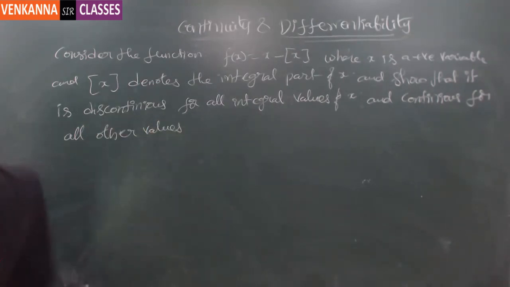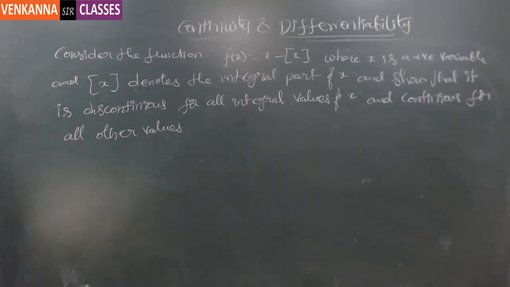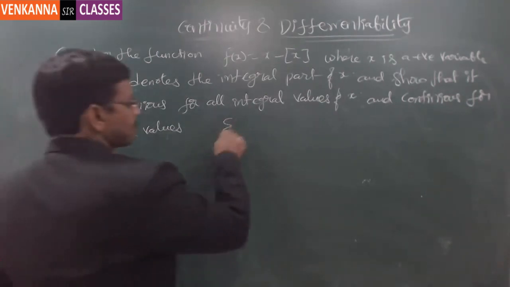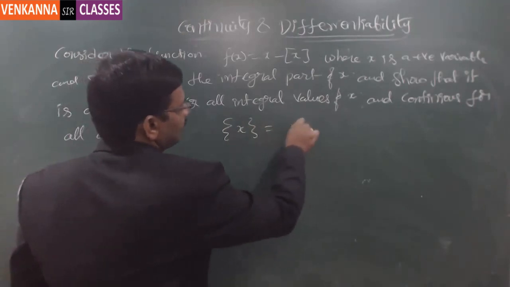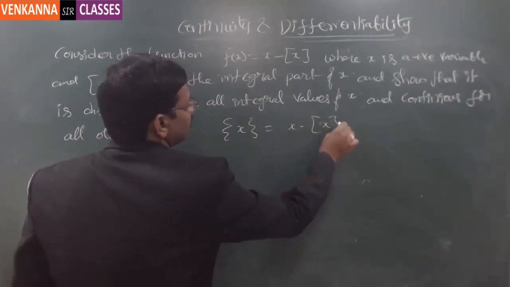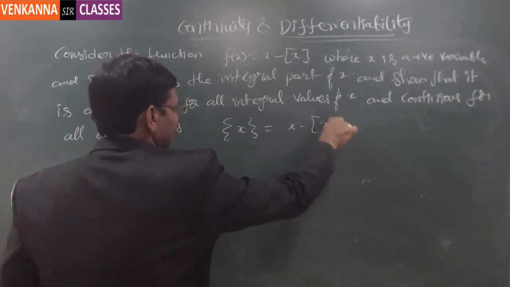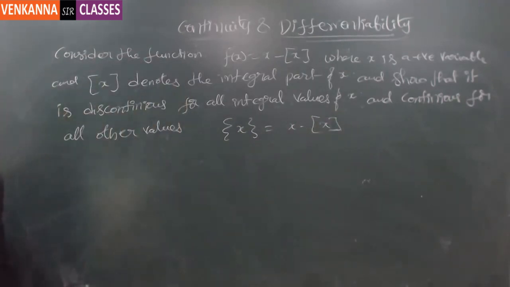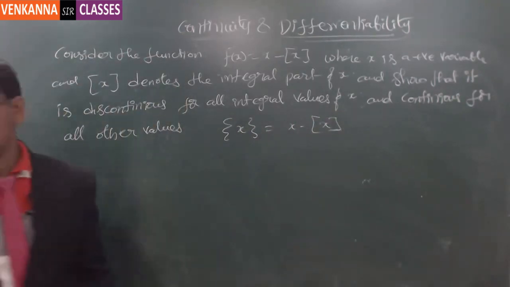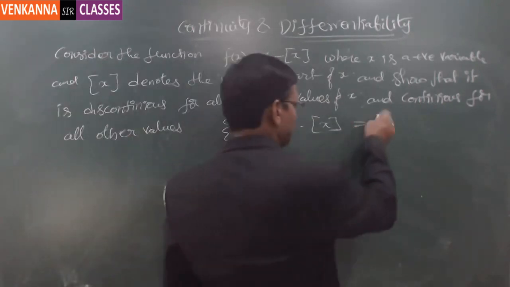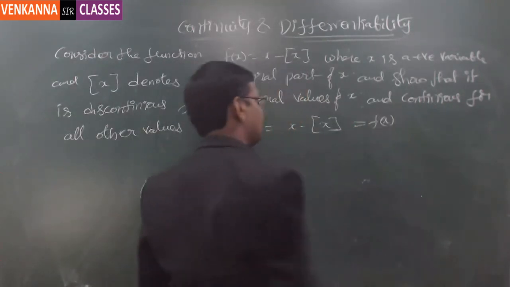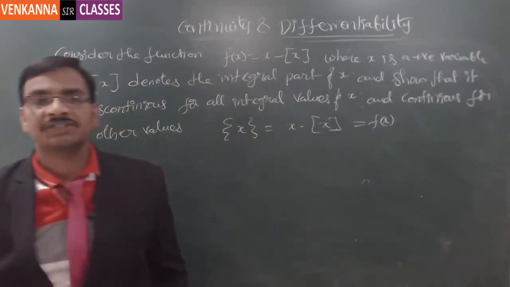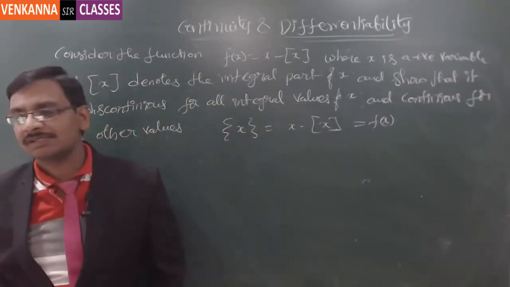Can you solve this? The function is x minus step x. This is also called set x. Set x is equal to x minus step x. Now actually the function is nothing but set x. This is the f of x he has given. Now he asked us to prove that for integral values of x the function is discontinuous, and at the rest of the places it is continuous.